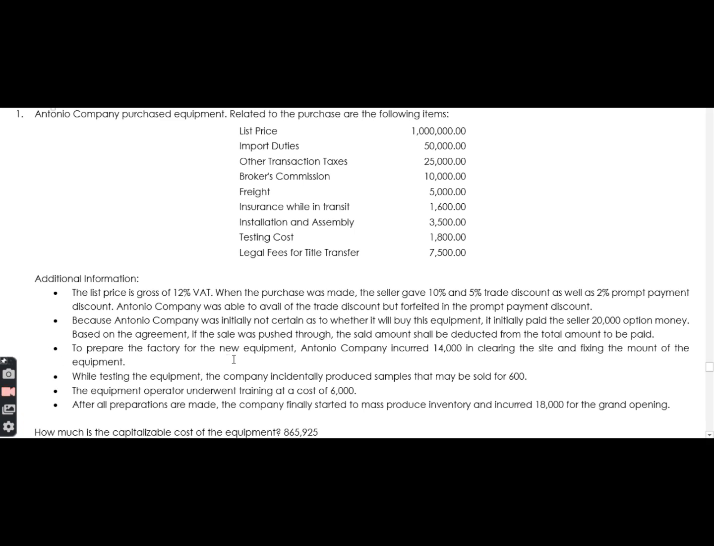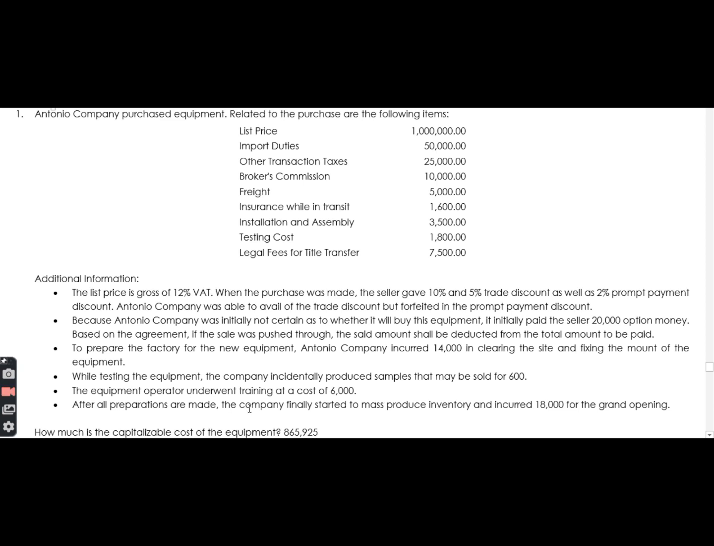Next, to prepare the factory for the new equipment, Antonio Company incurred 14,000 in clearing the site and fixing the mount of the equipment. So ito, okay, ito yung mga additional mount, additional platforms, ganyan. So capitalizable, sama natin mamaya. Pero mamaya na yun. Next, while testing the equipment, the company incidentally produced samples that may be sold for 600. So, hindi yan capitalizable di ba? Kasi sabi natin, yung mga samples na mapoproduce, kapag nabenta, part yan ng other income natin.